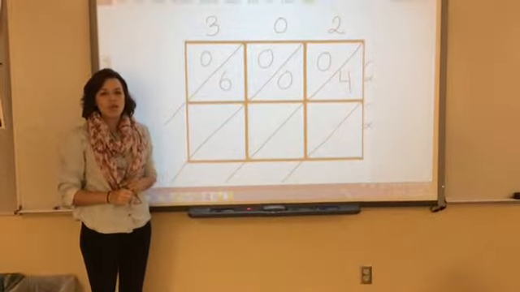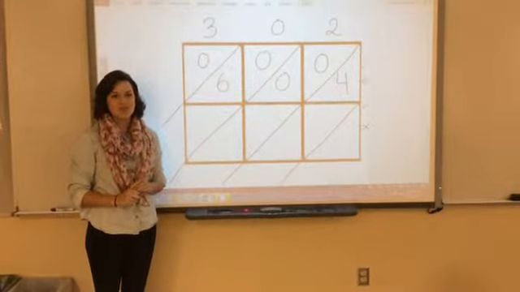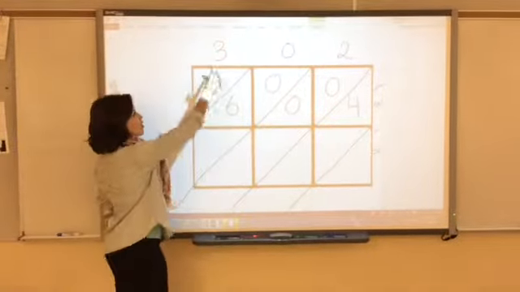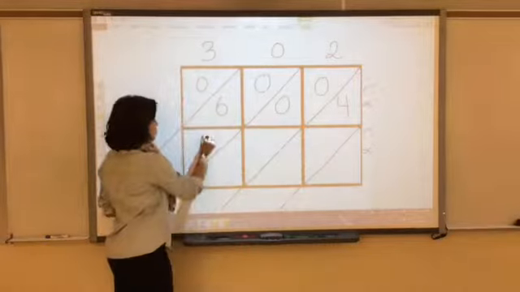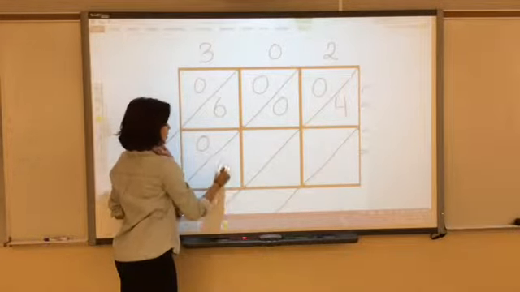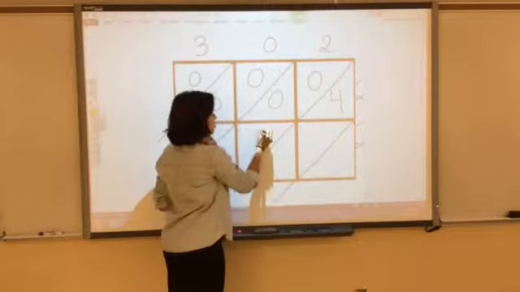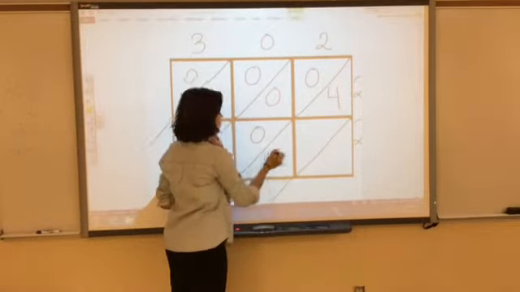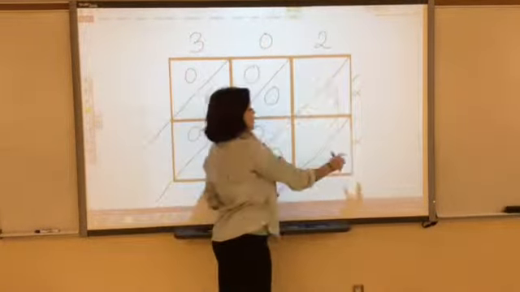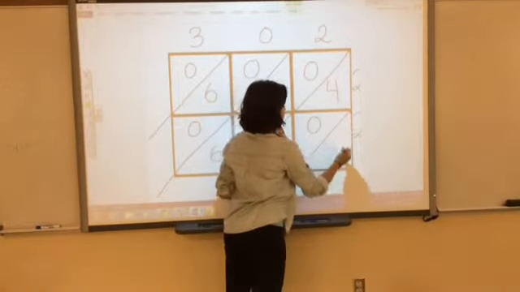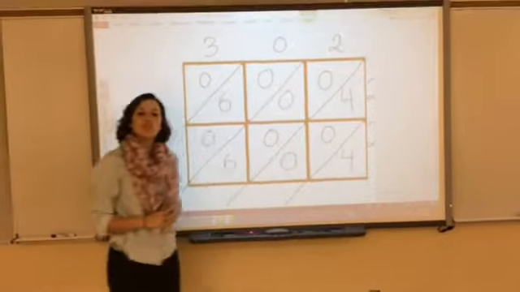Which number do you multiply next? You'll multiply the 3 by the bottom 2, which is 6. Multiply 0 by the bottom 2, which is 0 again. And then 2 by 2, which is 4. What do you do next?